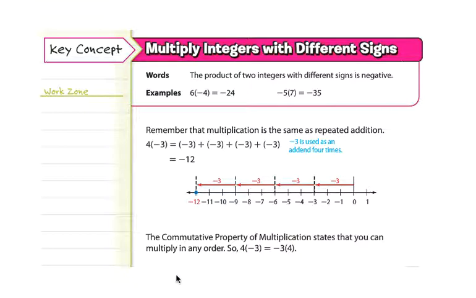And the commutative property of multiplication states that you can multiply in any order. So 4 times negative 3 is the same as negative 3 times 4. Okay, so it doesn't matter the order. So it's the same thing for addition. It doesn't matter the order in which you add. Okay, so if it's a positive and negative, your answer will be negative. So remember, this is a multiplication rule.